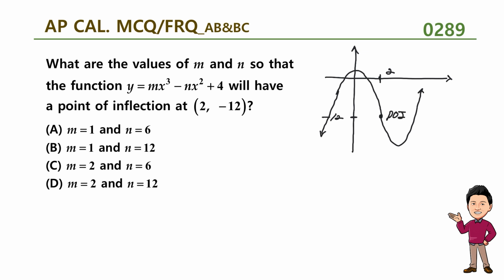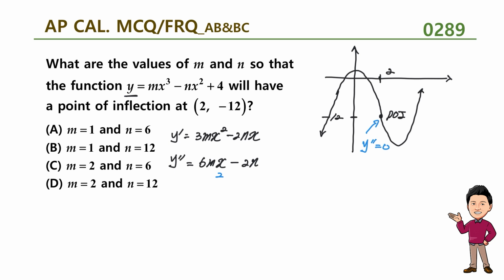At this point right here, y double prime has to be equal to 0, right? And also this (2, -12) is on the graph of y, right? So we're going to find the second derivative first. So y prime is equal to 3mx squared minus 2nx. Second derivative, 6mx minus 2n, right?